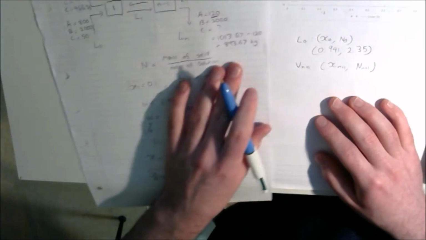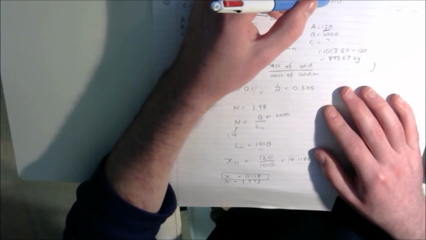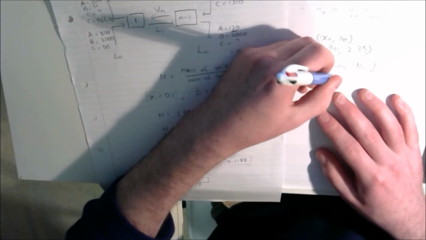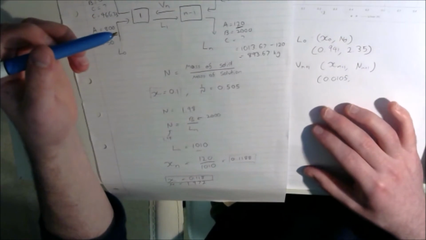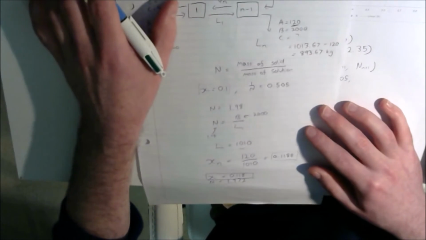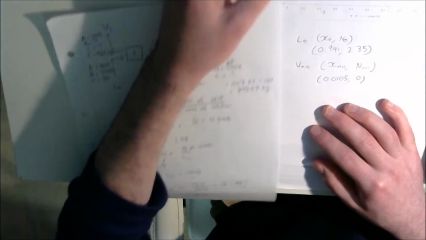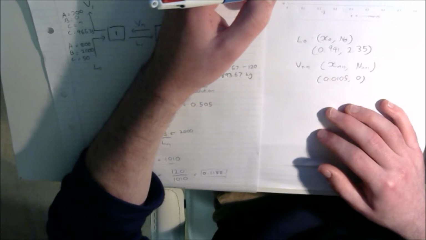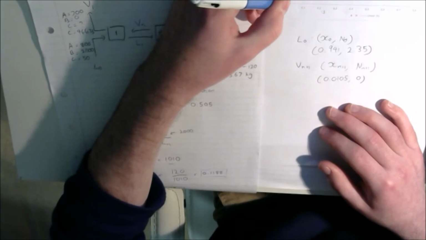Again, we need to figure out the concentration of A in this stream. We've got 20 kilograms over 1,330 kilograms, which was actually given to us in the question. It was 0.0105, or 1.5%. And then N in this case is actually going to be 0, because it's an overflow stream. We don't have any solid at all. So this one is going to lie on the x-axis. If we plot that one in, it's going to lie about here.